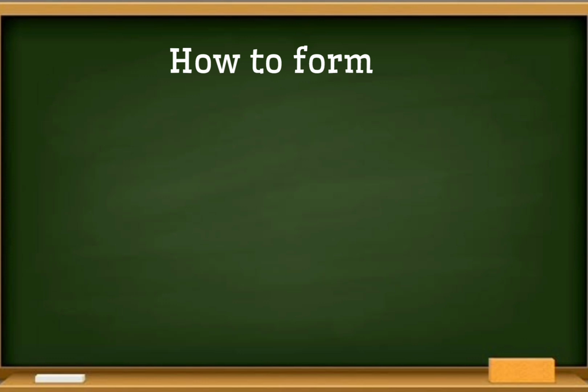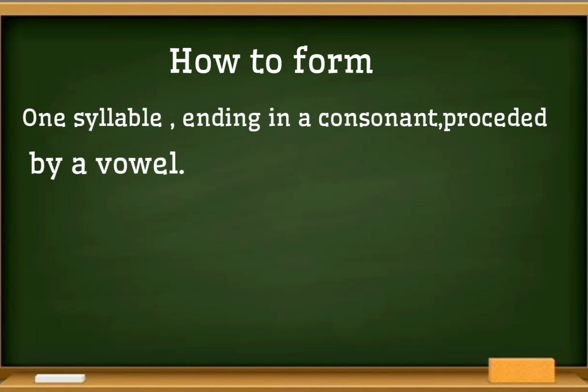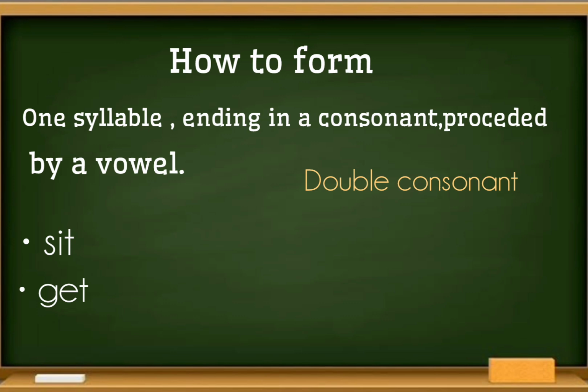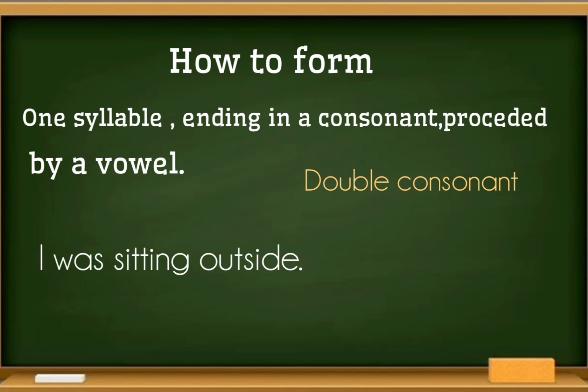And we also need to pay extra attention to verbs that have one syllable, ending in a consonant and preceded by a vowel, because they double their consonant, such as sit, get, and run. For example, I was sitting outside. They were getting late. So please note these verbs double their consonants.